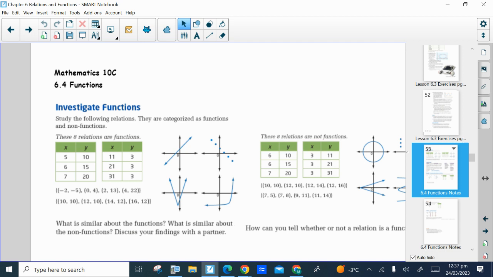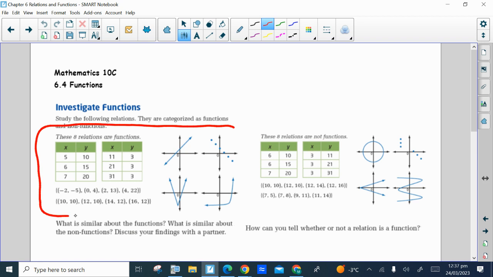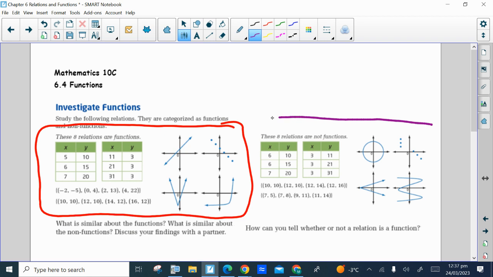Okay, so we're going to spend the next couple days talking about functions. What is a function and how can you determine whether a relation is a function or not? So if we look at these first relations, meaning all of these, they are considered to be functions, whereas the second set are not functions.